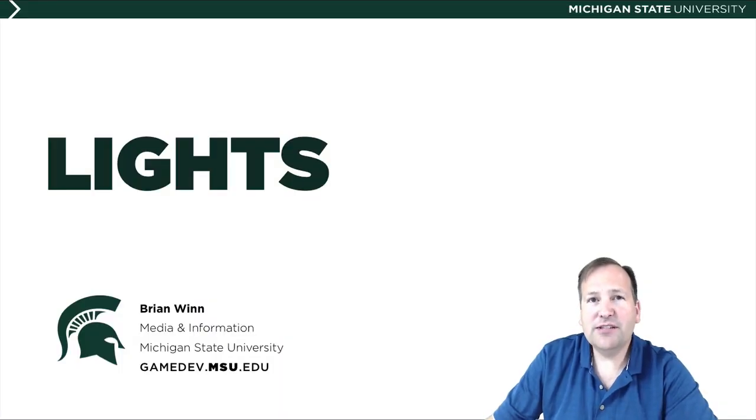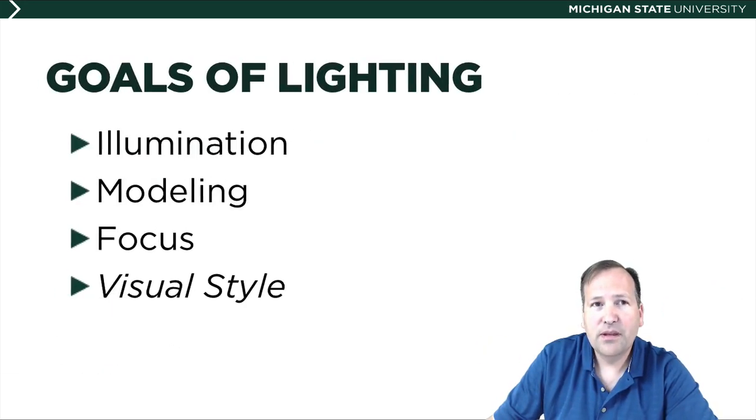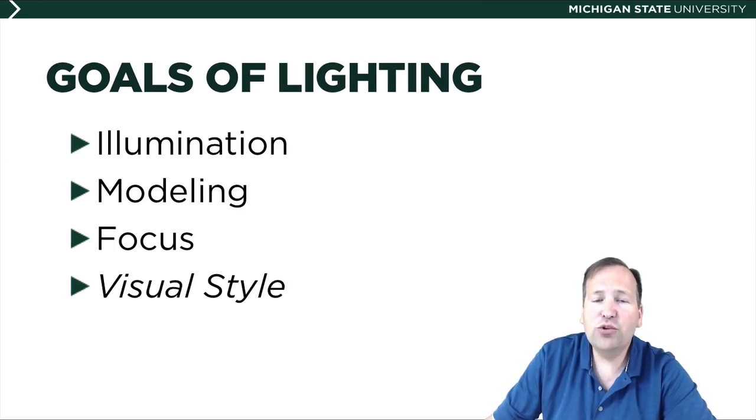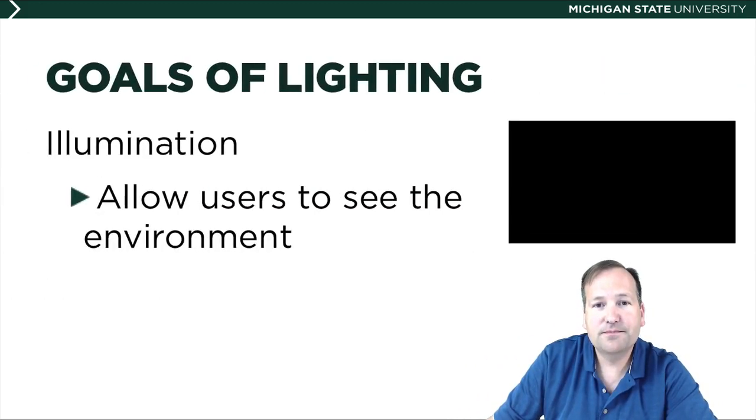In this video, we'll discuss the goals of lighting, the different types of lights and their purposes, and then add some light to our world. The goals of lighting include illumination, modeling, focus, and a tool to create a visual style. Let's talk a bit more about the first three goals.